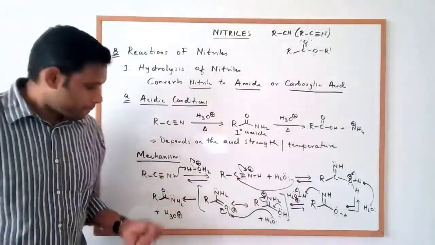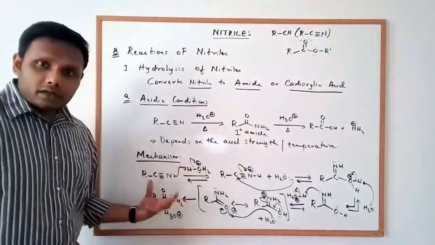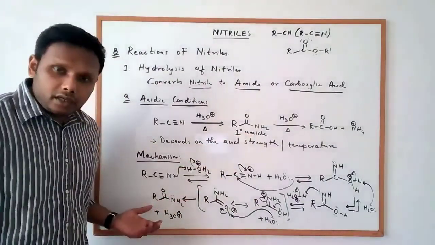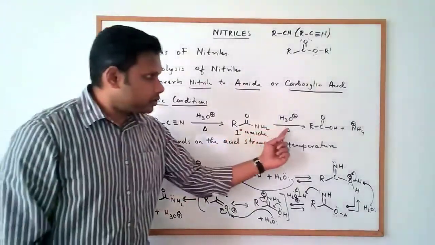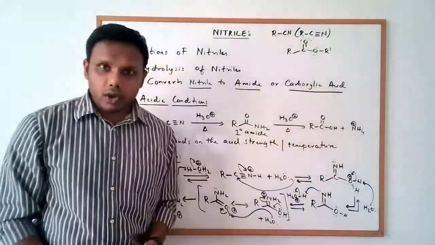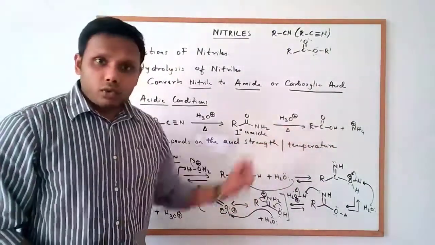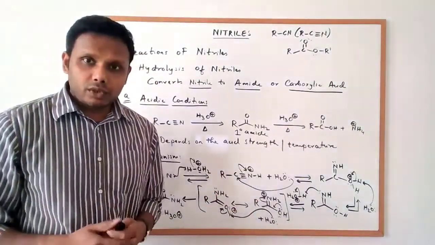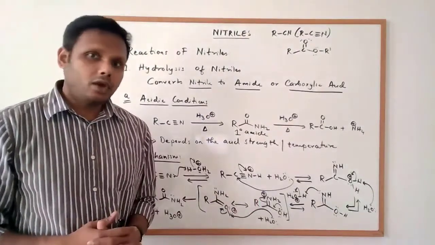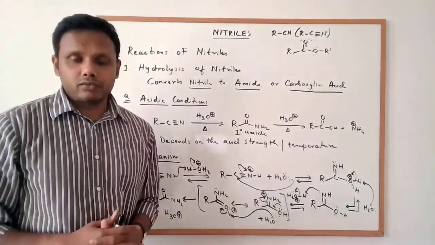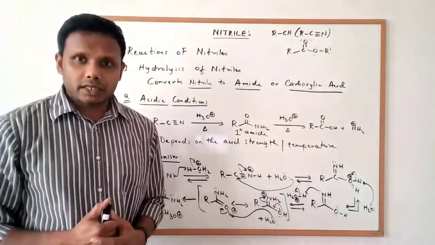And the amide that's formed here, which is the intermediate, under forcing conditions, if you heat it high or if you're using really strong acid, then this amide can undergo further hydrolysis to become the carboxylic acid. The mechanism of that step was discussed in a previous video that dealt with the reaction of amides, specifically the hydrolysis of amides. So please refer to that video for the mechanism of an amide hydrolysis to the carboxylic acid.